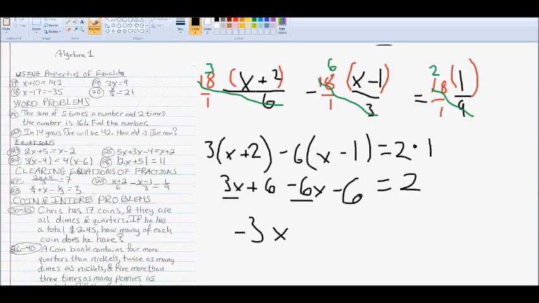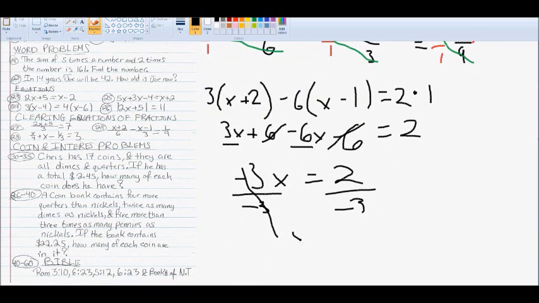Now we have to group them. 3x minus 6x is negative 3x. 6 minus 6 is 0, so we can just forget that. So negative 3x equals 2. We divide each side by negative 3. This cross cancels. Let's bring this down. X equals negative 3 divided by 2.